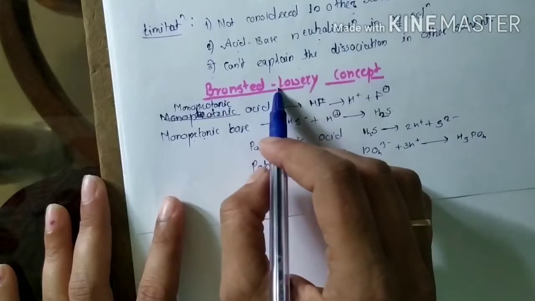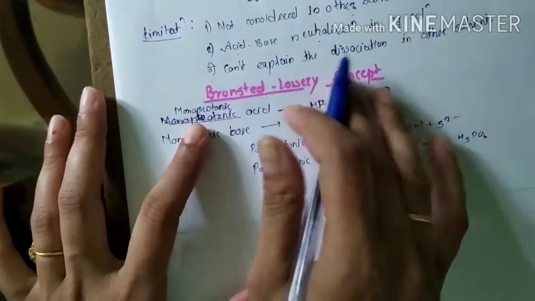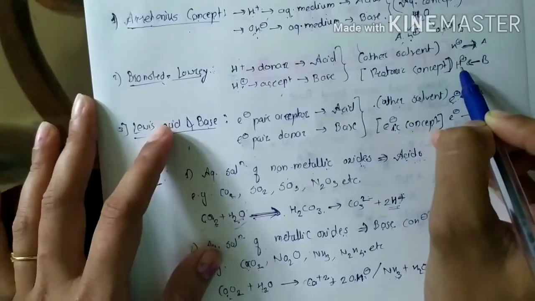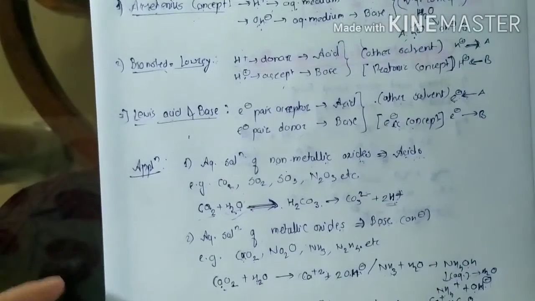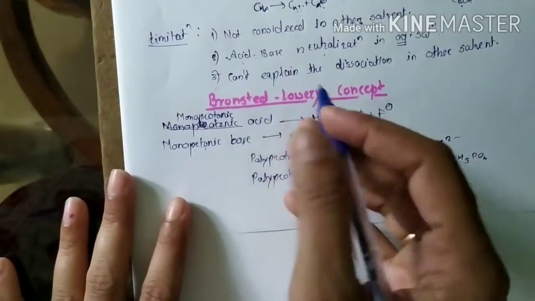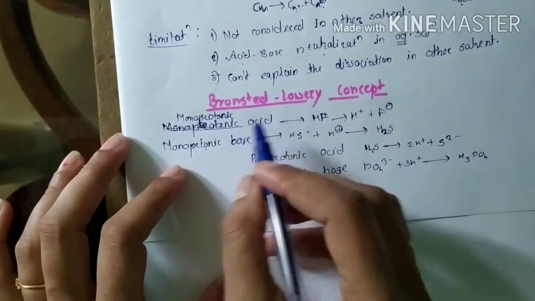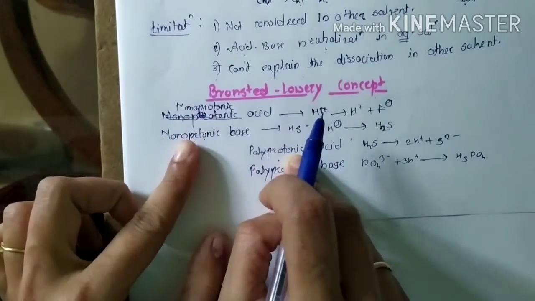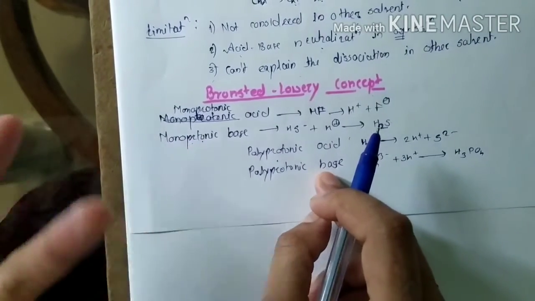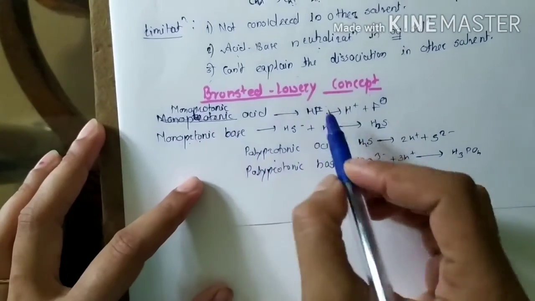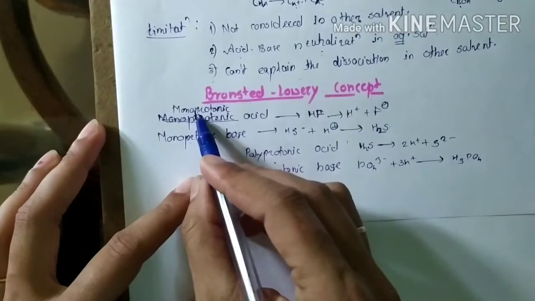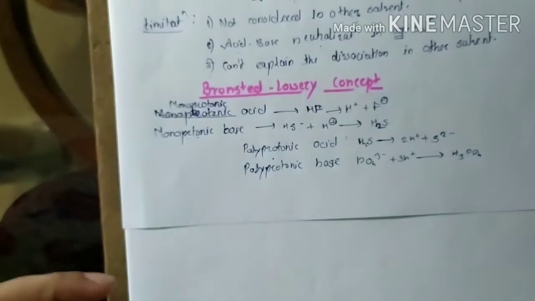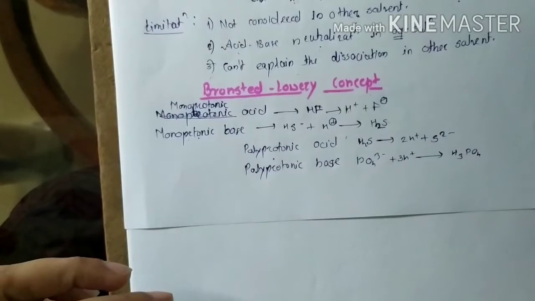Next one, the Bronsted-Lowry concept. The Bronsted-Lowry concept is the protonic concept where a proton donor is an acid and a proton acceptor is a base. It is again classified into two types: monoprotonic acid, polyprotonic acid, monoprotonic base and polyprotonic base. So how can we identify them? If the substance is a one-proton donor, we call it a monoprotonic acid. If the substance is a one-proton acceptor, then we call it a monoprotonic base.